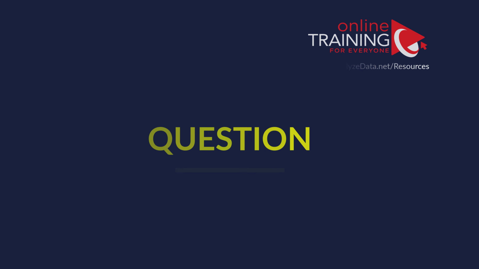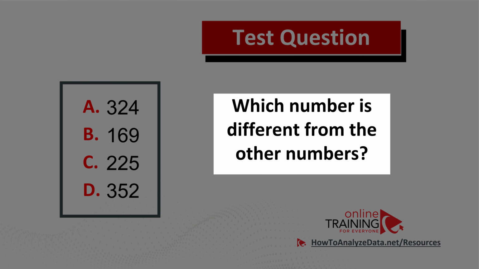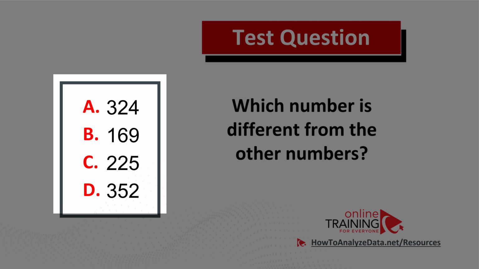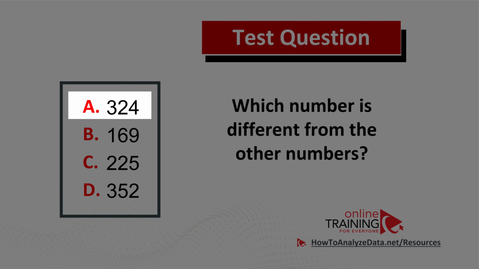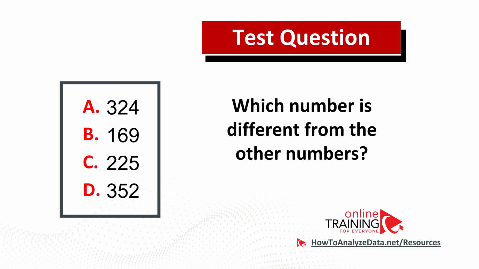Let's look at the interesting and tricky question you frequently see on the test. Which number is different from the other numbers? And you have 4 different choices. Choice A, 324. Choice B, 169. Choice C, 225. And choice D, 352. Do you think you know the answer? Now might be a good time for you to pause the video to see if you can come up with the answer on your own.